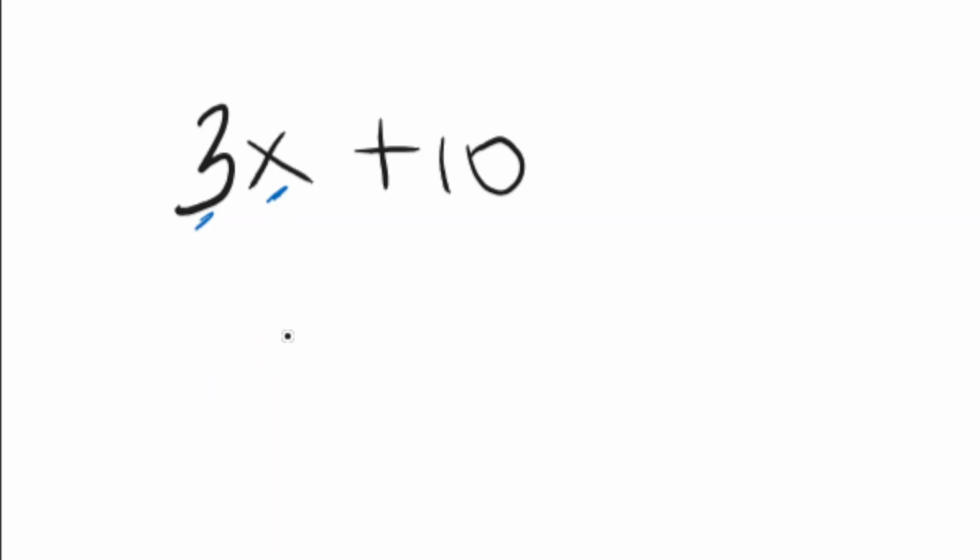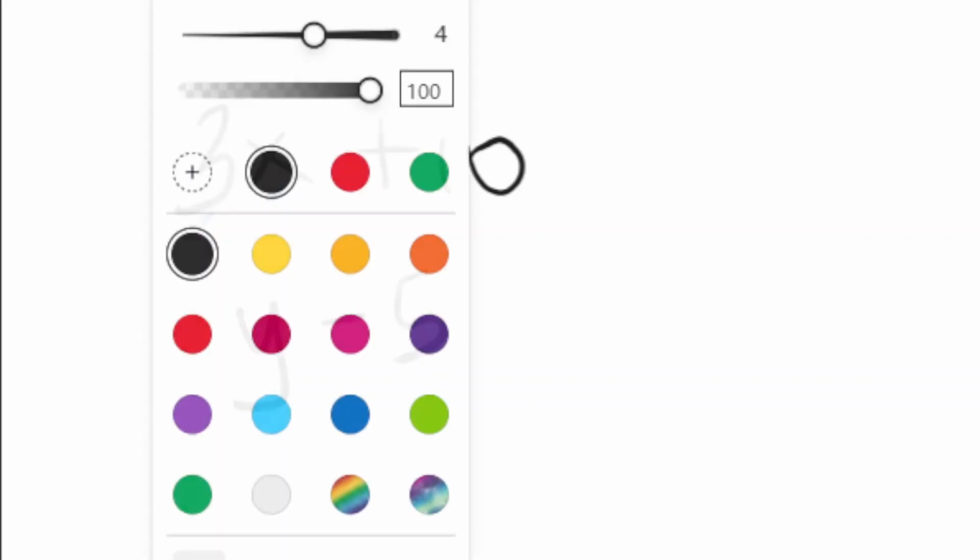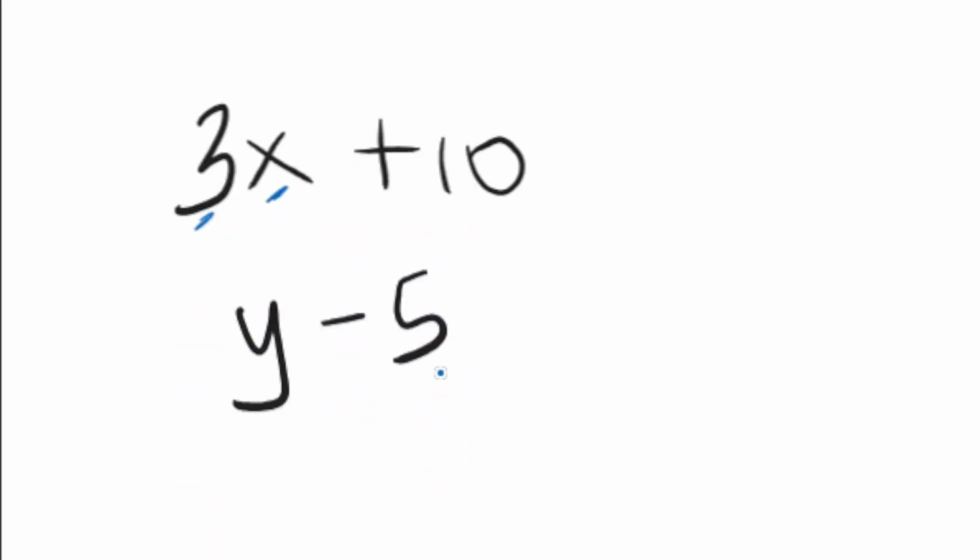Let's see an example. What if I have y minus 5? This expression has two terms. The variable is y. But what is the coefficient of this variable? Because it is just the variable alone, the coefficient will be 1. We could call it the invisible one, because any number multiplied by 1 is the same number. So that is the coefficient.